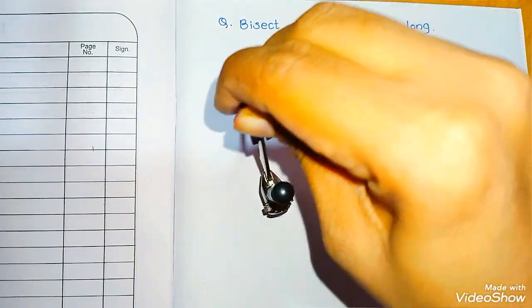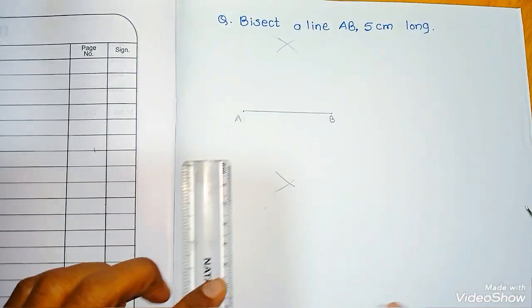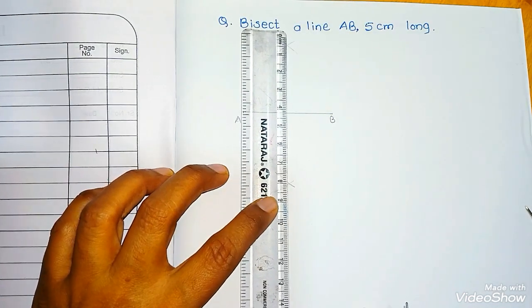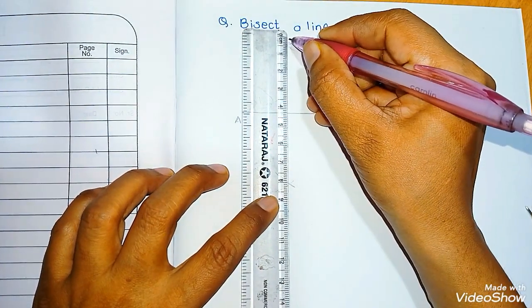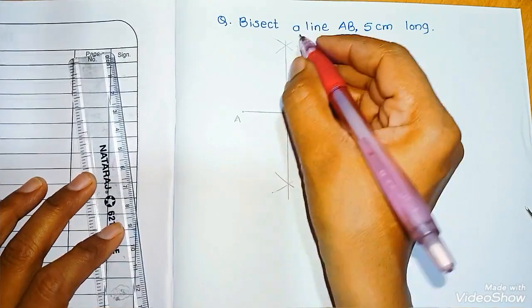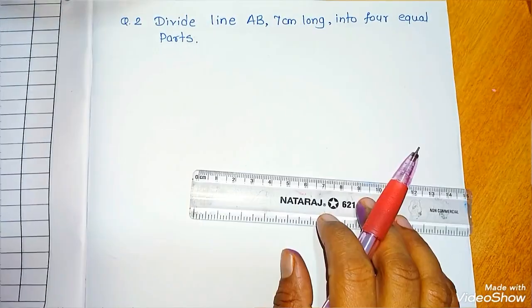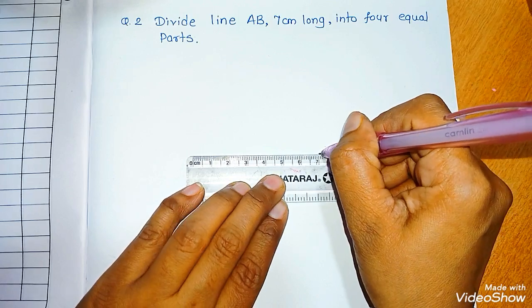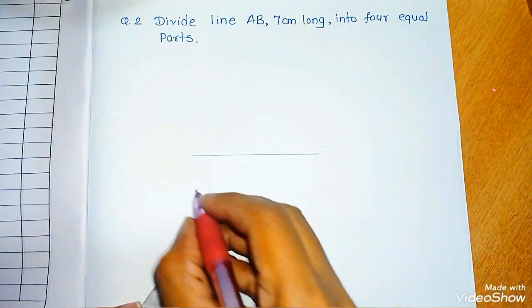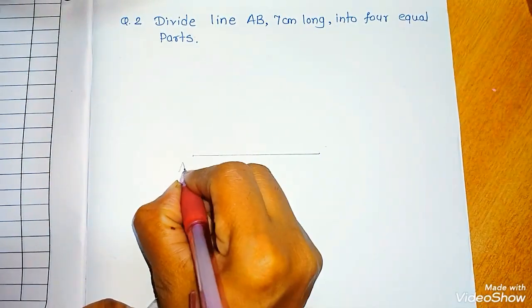The next question, number 2. Divide line AB, 7 cm long, into 4 equal parts. So draw line AB 7 cm. Divide it into 2 equal parts, AO and BO. This is the middle point. Then we do the same as in the first question.